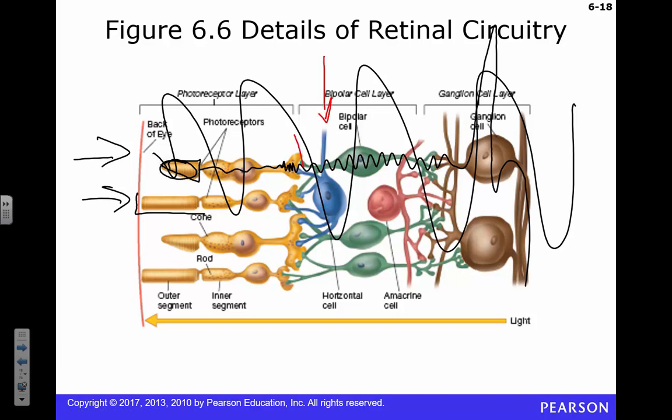Horizontal cells, again, are collecting information across photoreceptors. Your amacrine cells are going to collect information across horizontals or bipolar cells. It's really nice to know what your neighbors are doing, right? Okay, it's a really good idea. If this photoreceptor gets excited, but this guy's not getting excited, well, maybe something's going on, maybe something's not going on, right? It's really important to think about.